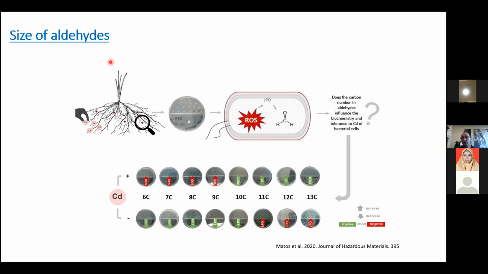Then we were also intrigued by the effect of the size of aldehydes on the response of the bacteria. And we found out that aldehydes with a higher carbon number induce a higher lipid peroxidation on the bacteria. So this is also something that must be considered. Even the same family of compounds can have different effects depending, for instance, on the carbon number.